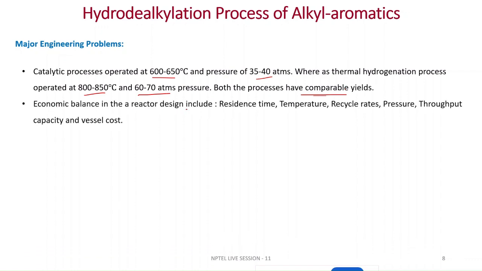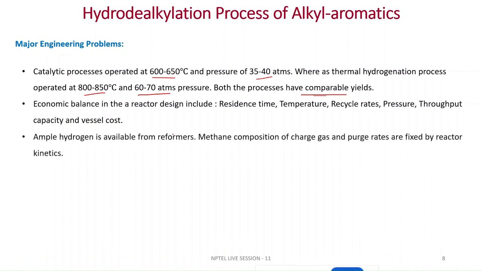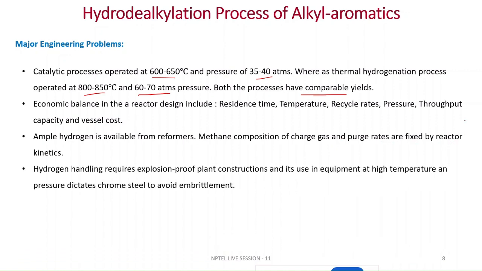Economic balance in reactor design should include residence time, temperature, recycle rates, pressure, throughput capacity and vessel cost. Ample hydrogen is available from the reformer, and the methane composition of the charge gas and the purge rate are fixed by the reactor kinetics. Hydrogen handling always requires explosion-proof plant construction, and equipment at high temperature and pressure requires chrome steel to avoid embrittlement.